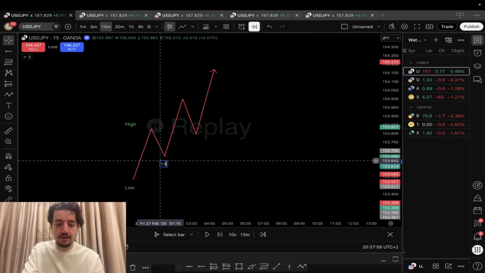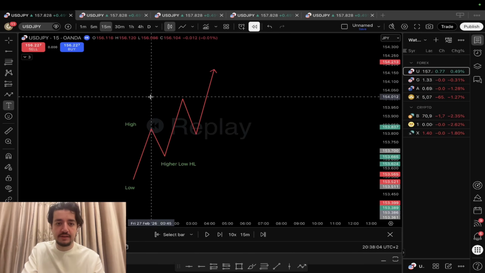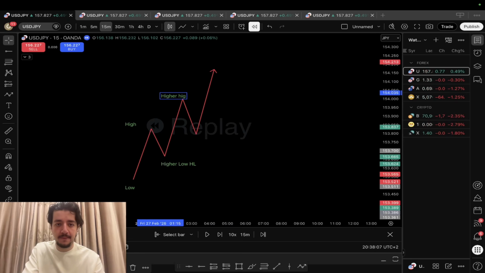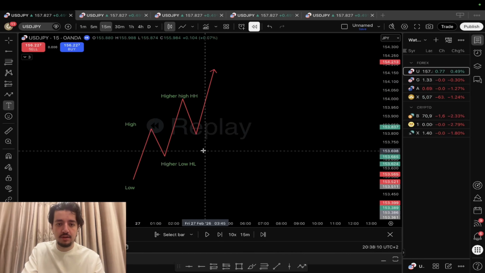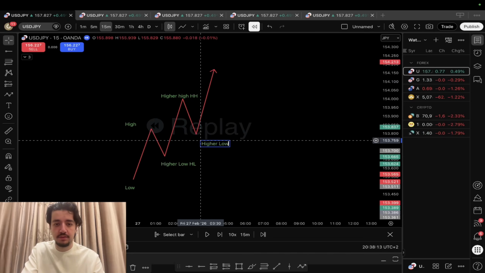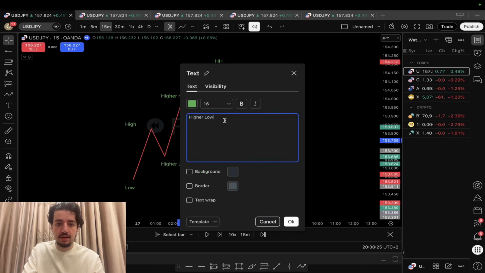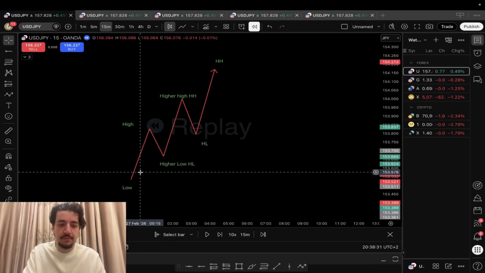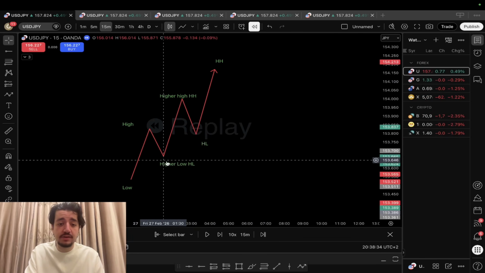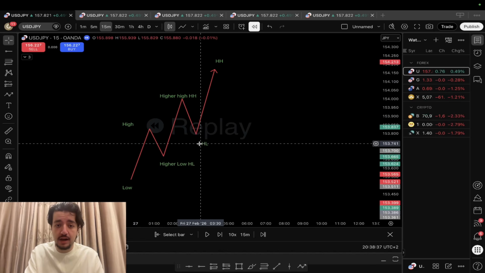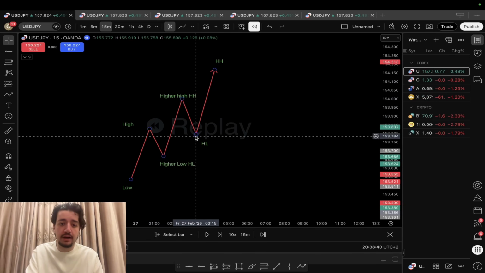This is a higher low, HL, and this is a higher high, HH. This is a higher low, and this is a higher high. You know what, I'm just gonna write HH, and I'll write HL here. Perfect. So basically, an uptrend consists of higher lows and higher highs. You see, low, high, higher low, higher high, higher low, higher high.